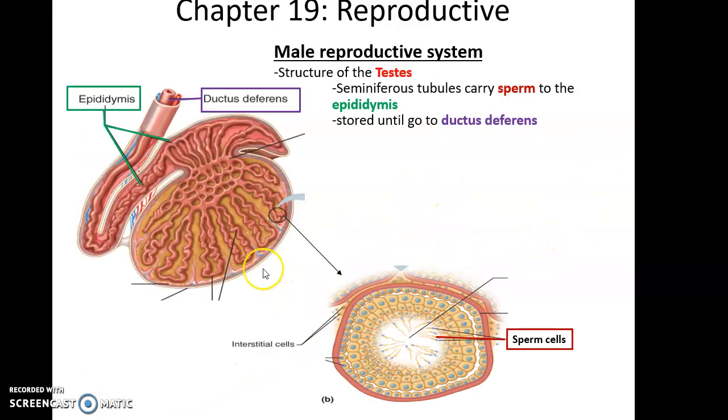All right, again, as we know, the testes are made up of seminiferous tubules, and they carry the sperm to the epididymis, which is also filled with a coiled tube, which eventually becomes what's called the ductus deferens. The ductus deferens is a long tube that is going to be transporting the sperm out of the scrotum.